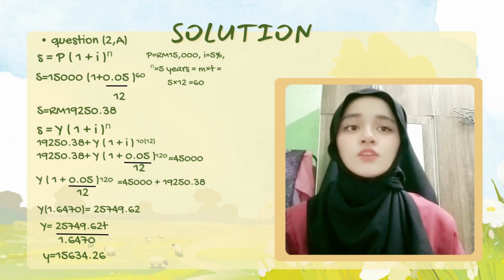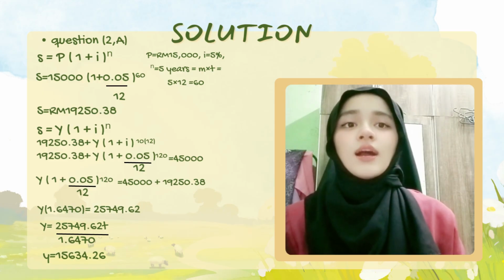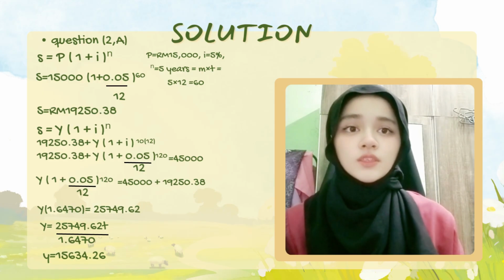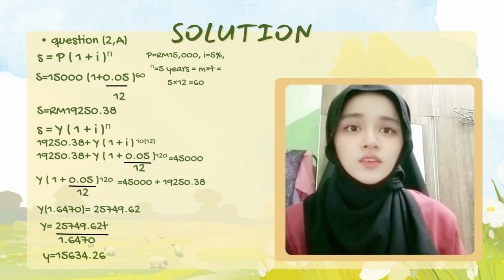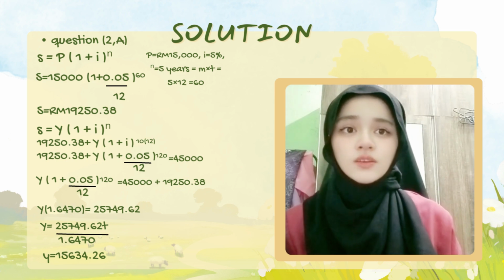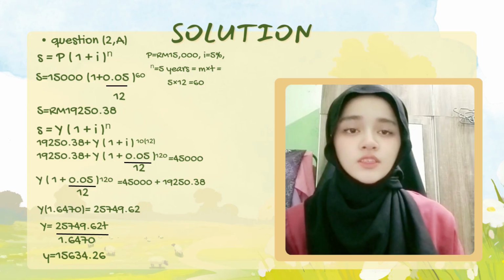Okay, for this question, I need to find how much Y Ahmad has to add today. I'll calculate the future value of the old deposit using the formula S equals P, open bracket, 1 plus i, close bracket, to the power of n, where P is RM15,000.